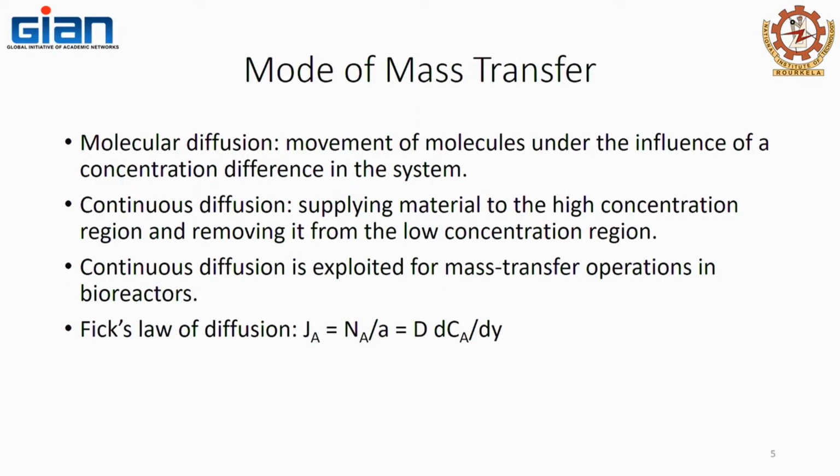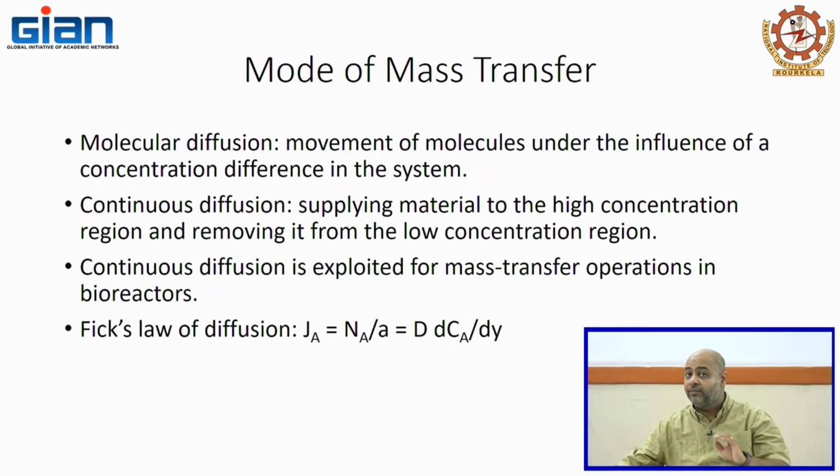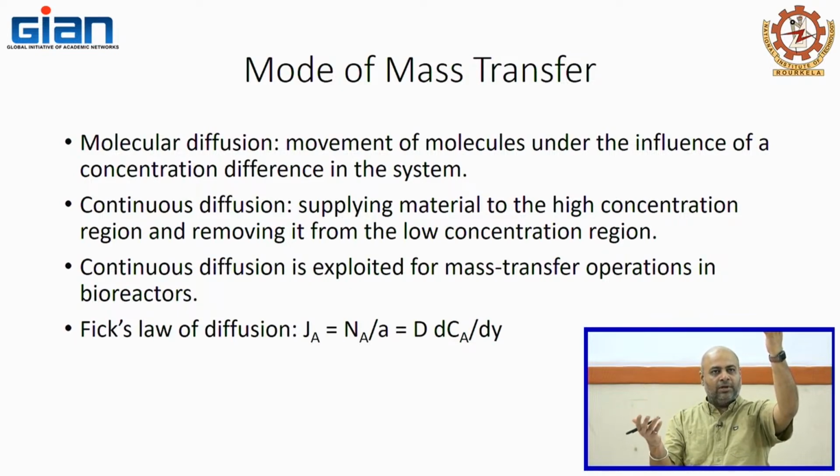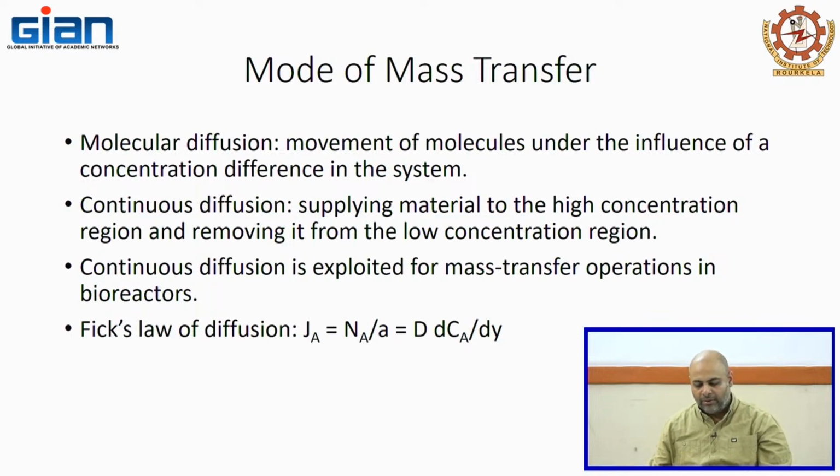Now, mode of mass transfer which is common in a bioreactor is molecular diffusion. So, movement of molecules under the influence of concentration gradient is what is used with respect to the diffusion. Now, continuous diffusion, that means supplying material to the high concentration region and removing it from the low concentration region, is possible, right? So, if you maintain that concentration gradient, you can maintain continuous diffusion process. If you maintain that OTR at a very high level, your OUR will remain. If you don't have that OTR, you cannot have your OUR. You won't have any oxygen to be taken by the microbes.